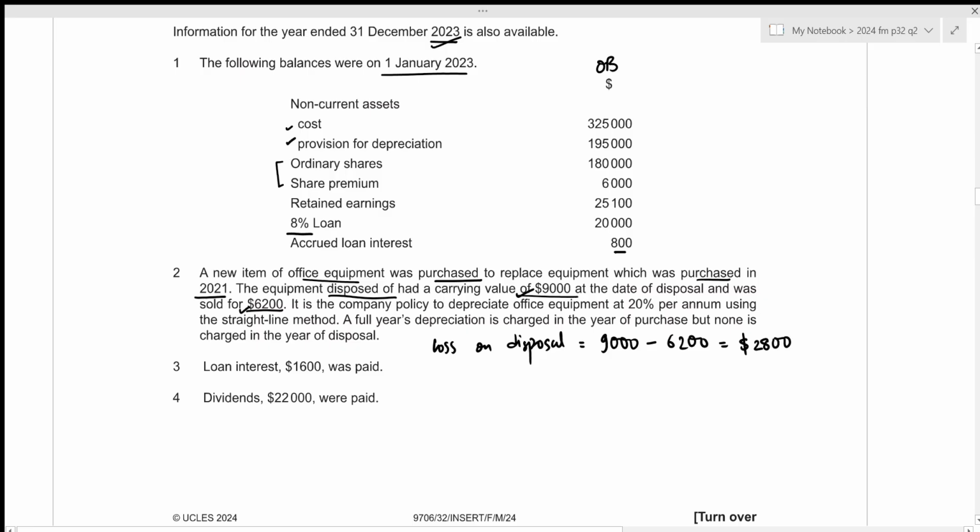Then it is a company policy to depreciate office equipment at 20% per annum using the straight line method. A full year's depreciation is charged in the year of purchase, but none is charged in the year of disposal.